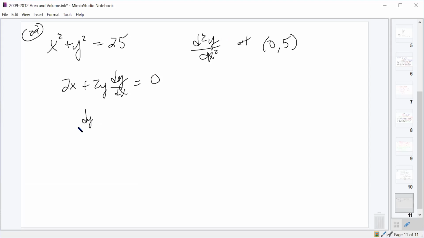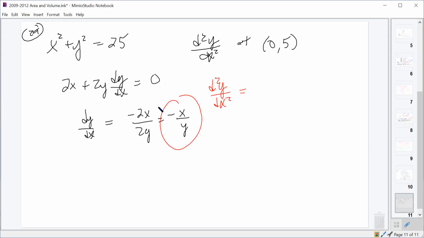So dy dx equals, I'm going to bring the 2x over to make it a negative 2x, and then I'll divide by the 2y. And I can simplify that to negative x over y. And then from there, we will find the second derivative. And then that means we're taking the derivative of this. And so that's a quotient of 2 functions. So we'll use the quotient rule.